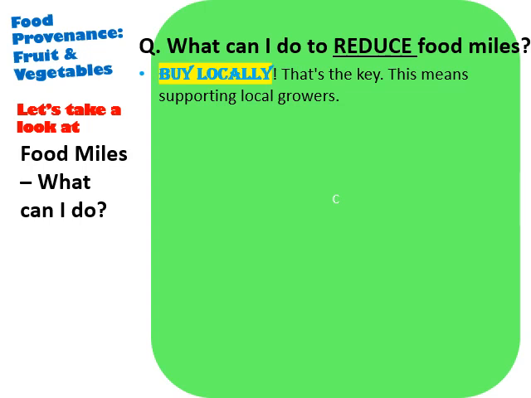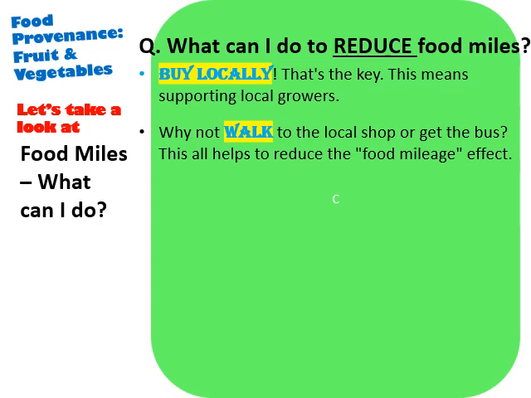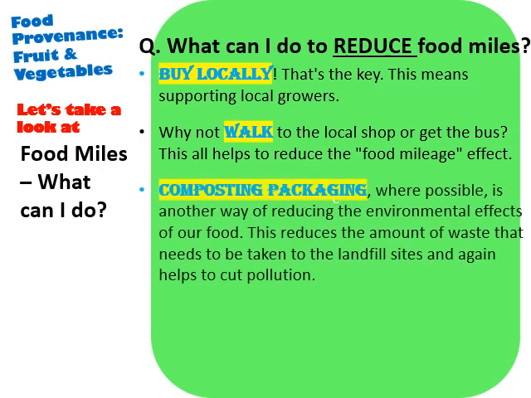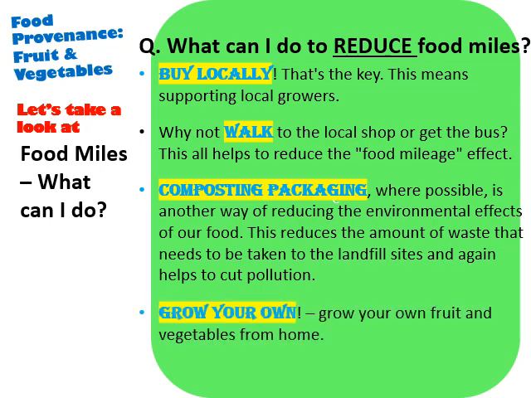You can buy locally. That's the key, meaning you are supporting local growers. But the disadvantage to that is, is it in season? Because if it's not, and you really want it, you're going to have to import it. So why not walk to the local shop or get the bus? Reducing your food mileage, essentially, cycle. And compost packaging. I think in Surrey you've got your composting boxes, your bags that you put out. So reducing the environmental effects of your food, and grow your own. Growing your own fruit and vegetables from home.